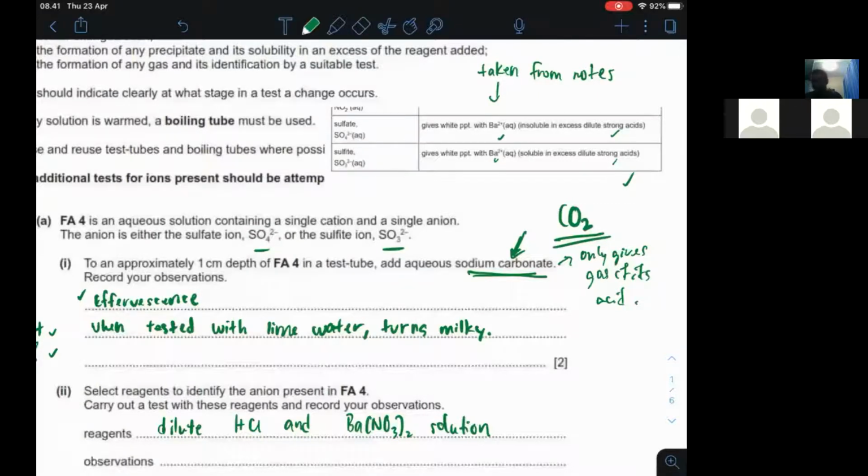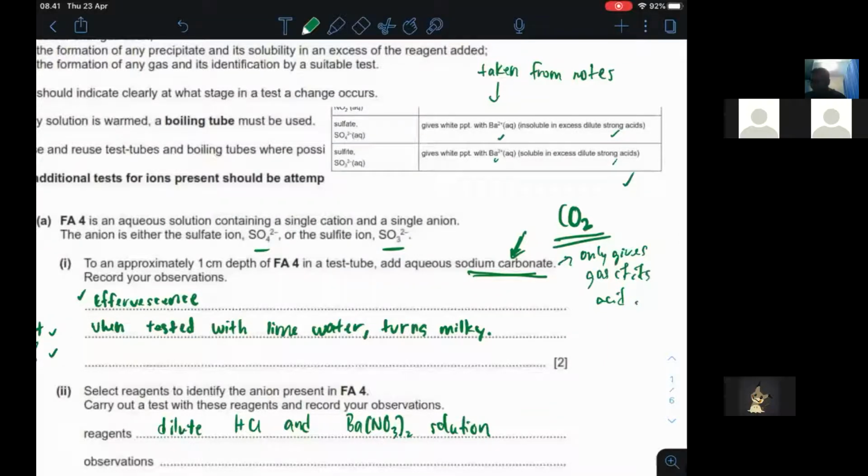Elisa, sodium carbonate reacts with what to give you carbon dioxide? Okay, let's not waste time. Wesley, sodium carbonate reacts with what to give you carbon dioxide?